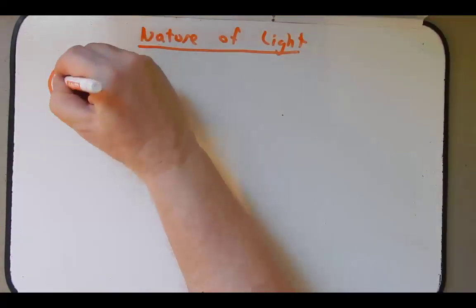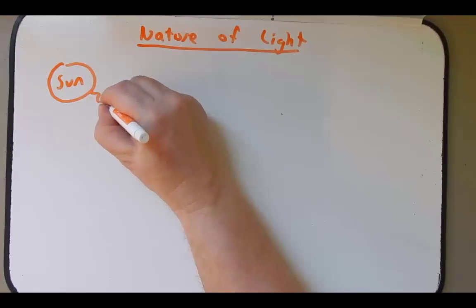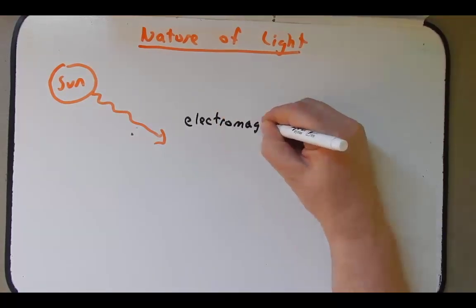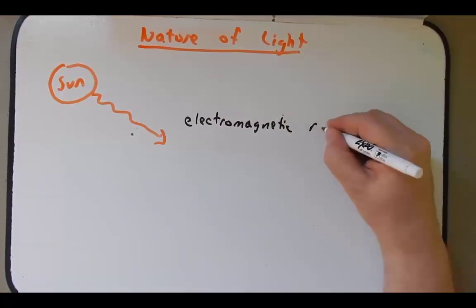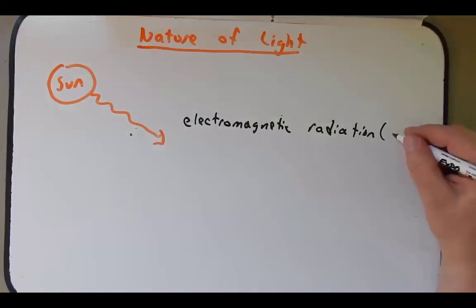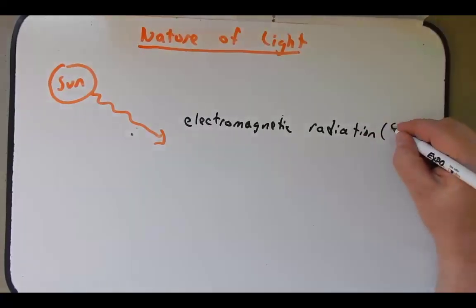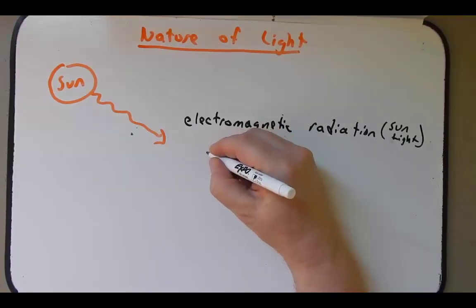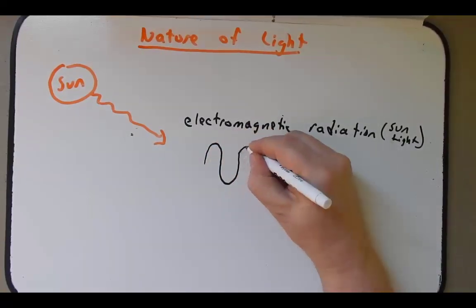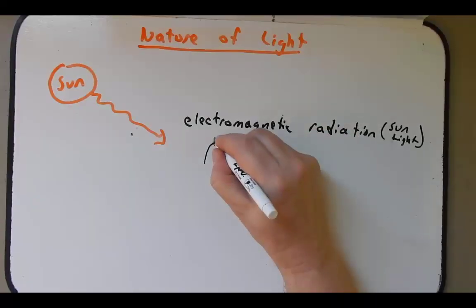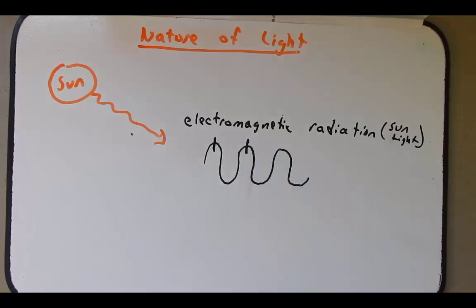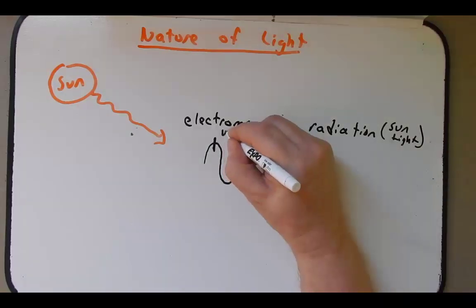So we'll draw our friend here, the sun, and we'll see that the sun emits what we call light, but it's more appropriate to call it electromagnetic radiation. But this is what we often just refer to as the sunlight. Now, electromagnetic radiation is characterized by the wavelength. And one wavelength is the distance from the peak of one wave to the next. So this is a wavelength.